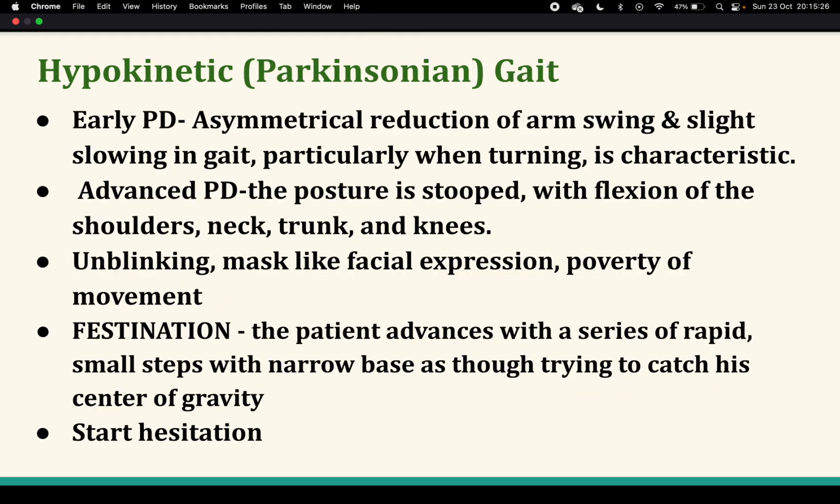So in Parkinsonism, hypokinetic gait is seen. In early PD, it is asymmetric in early phases. That is very, very important. The classic Parkinson disease is asymmetry. At the onset, the asymmetric reduction of arm swing and slight slowing in gait, particularly when turning, is characteristic. In advanced PD, there is stoop posture with flexion of the shoulders, neck, trunk, and knees. Unblinking and mask-like facial expression, poverty of the movement will also be there.